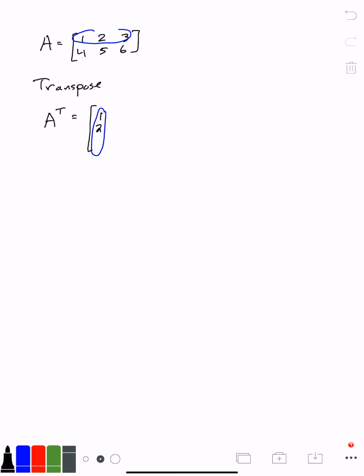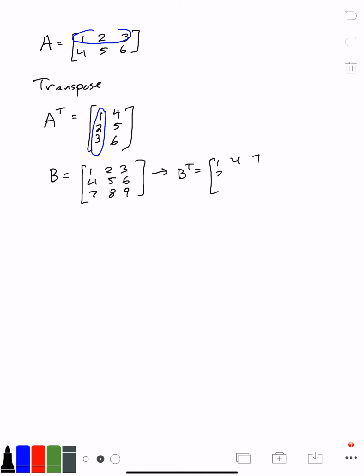So I would have 1, 2, 3 down here. The second row is 4, 5, 6. I'm going to have 4, 5, 6 down. And that's just transpose. So what if I had matrix B is 1, 2, 3, 4, 5, 6, 7, 8, 9, and I wanted to find B transpose? 1, 4, 7, 2, 5, 8, 3, 6, 9. And again, you see I'm just swapping all the rows into columns and vice versa.